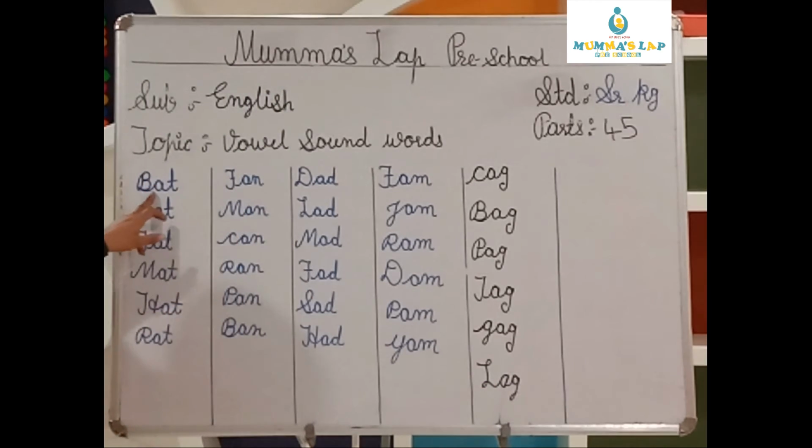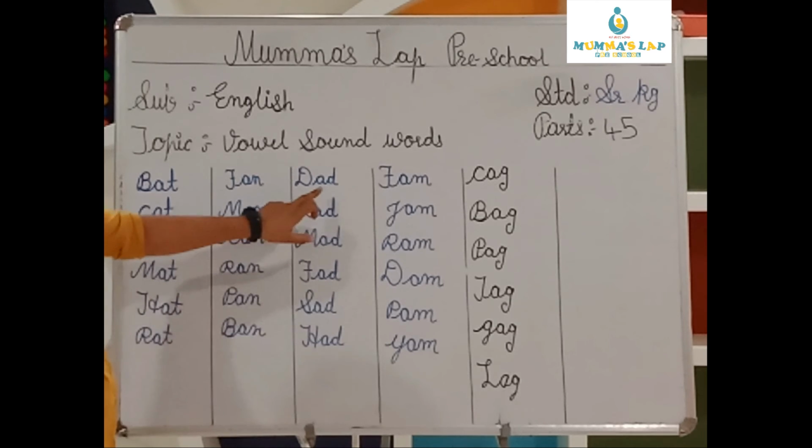Now, B, A, T, bat. C, A, T, cat. F, A, T, fat. M, A, T, mat. H, A, T, hat. R, A, T, rat. F, A, N, fan. M, A, N, man. C, A, N, can. R, A, N, ran. P, A, N, pan. V, A, N, van.